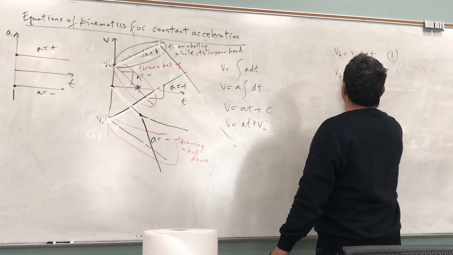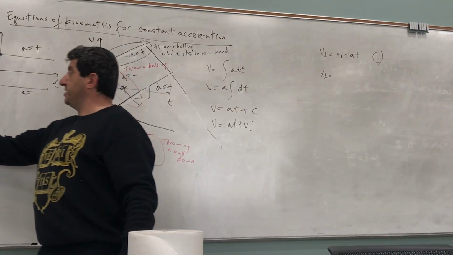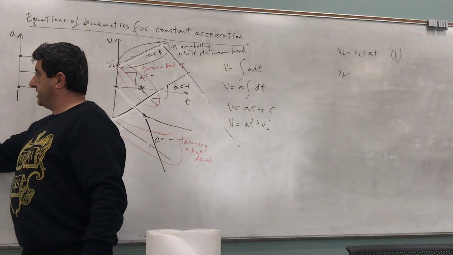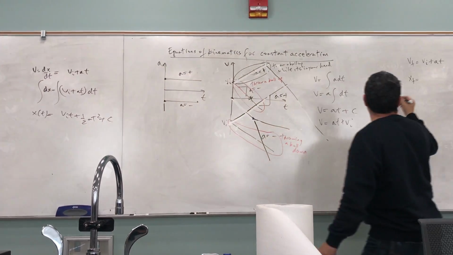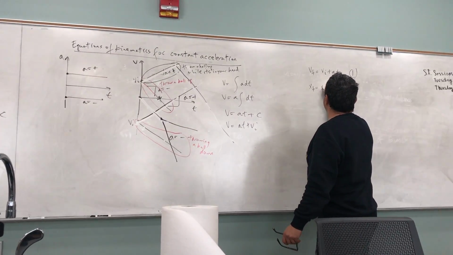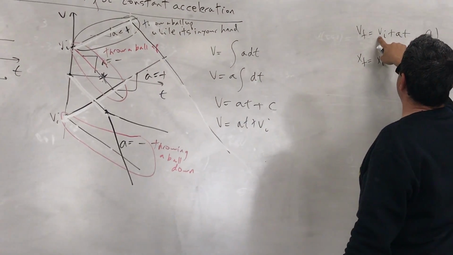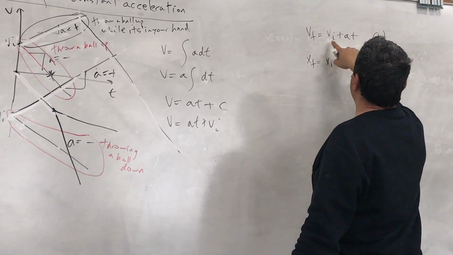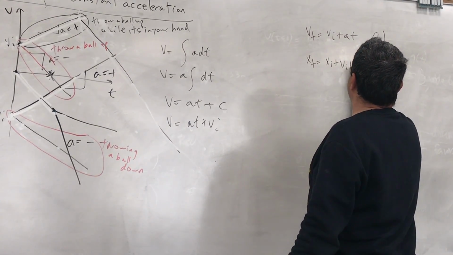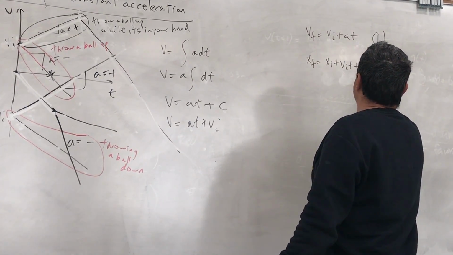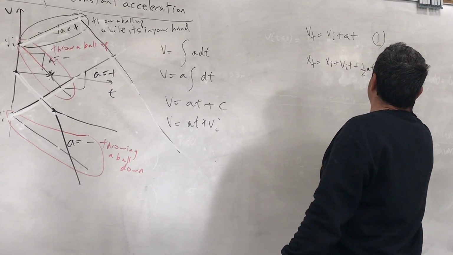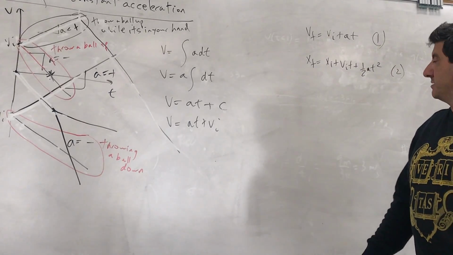X final at a constant is going to be the initial x, and then this is your v initial t. So x initial plus, basically it's like the integral of this. If you integrate this, you're going to get v initial t. Then the integral of that is going to be half at squared. That's your second equation, right?